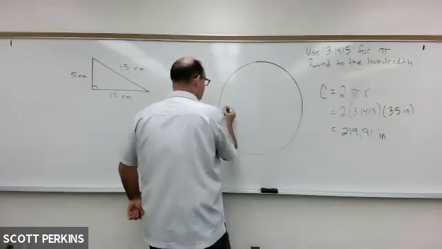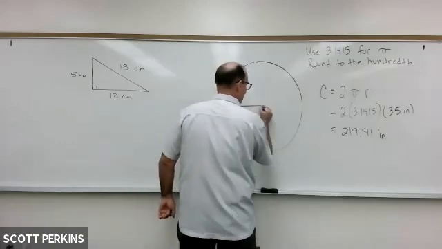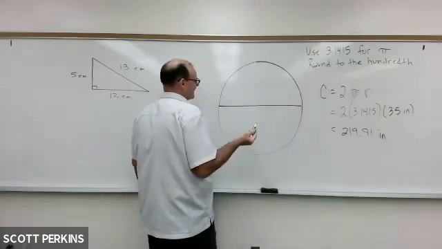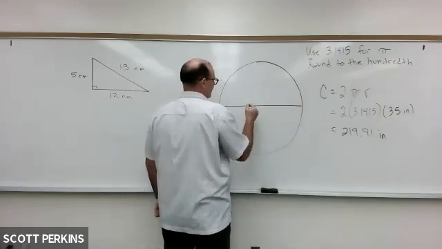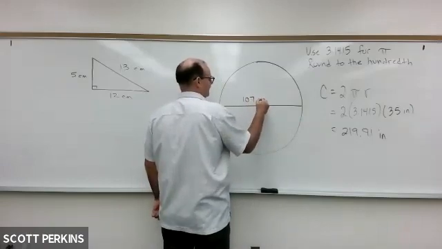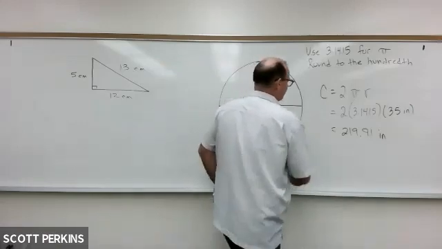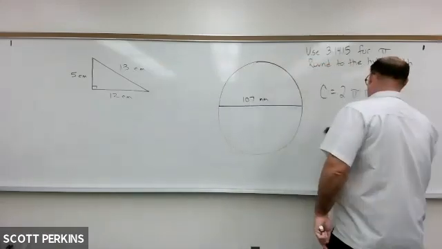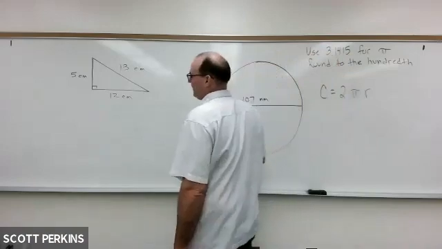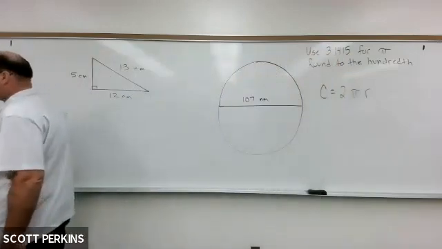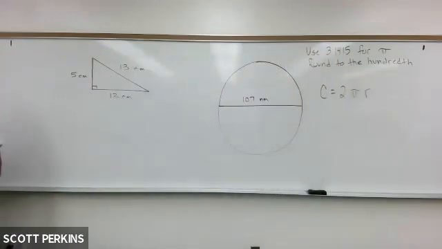Here is your circle. I'm going to give you one. This one is going to have a diameter of, let's say, 107 millimeters. I want you to figure out the circumference of that circle right there. Same conditions: 3.1415 for pi, or use the pi key on your calculator, and round to the 100th.